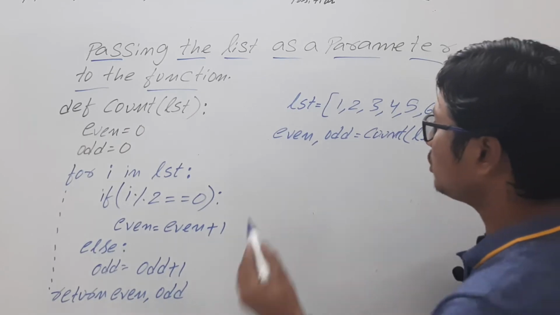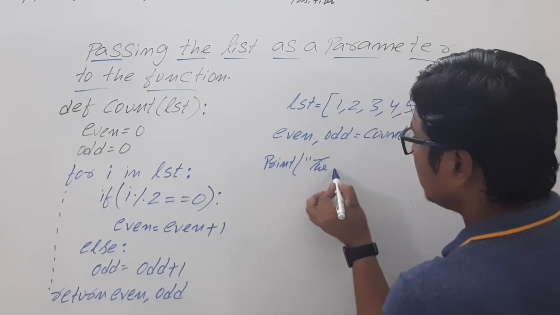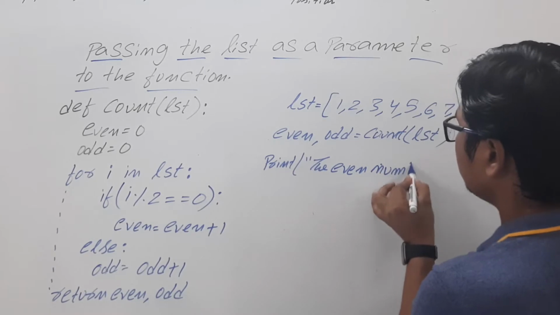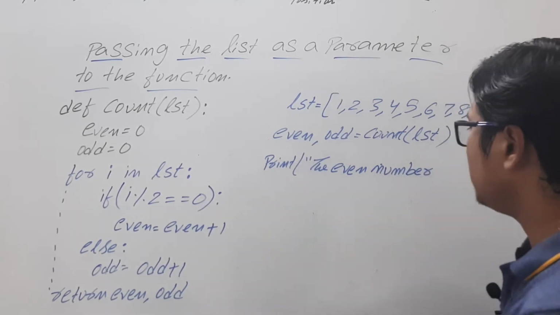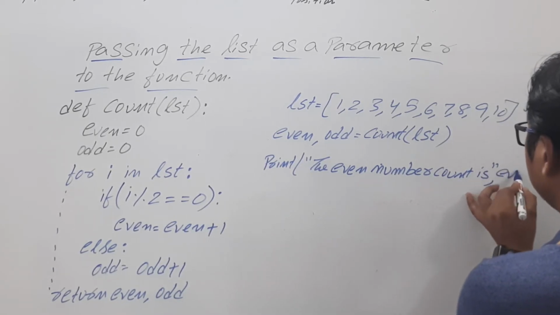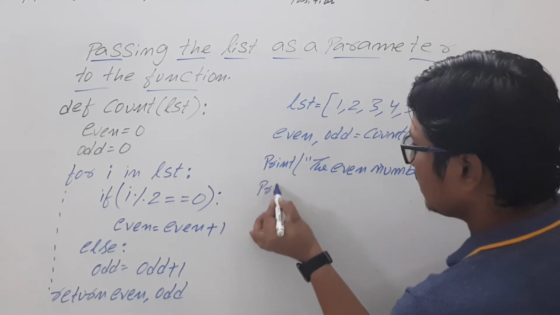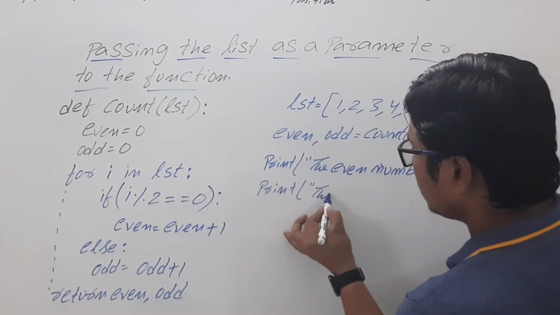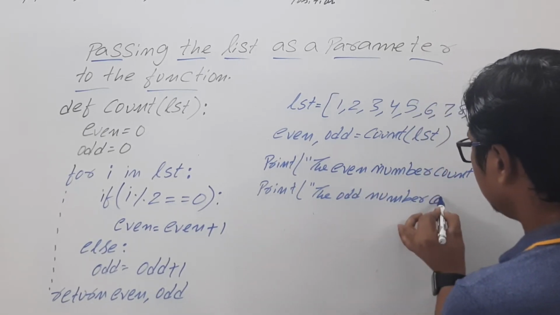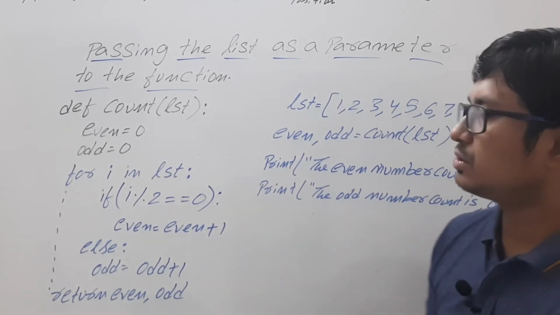Then I need to print the even number count is, or whatever you want to write, and I can write even. I hope it is visible for you. And then I can similarly print the odd number count is, whatever you want to write here, you can write. Okay, so this is the program.